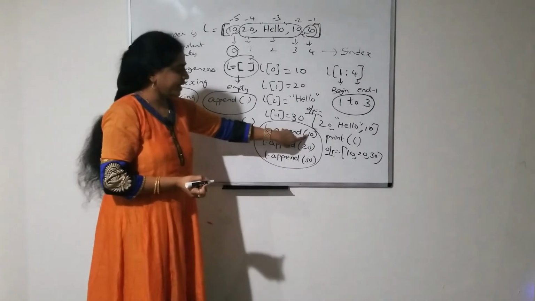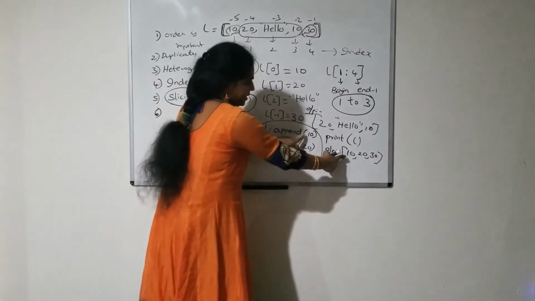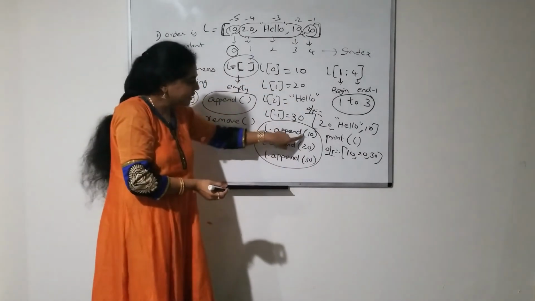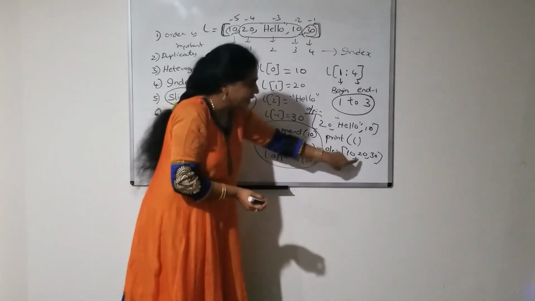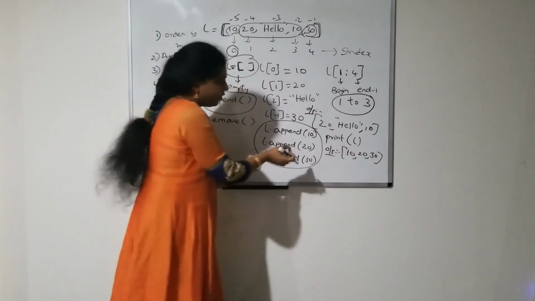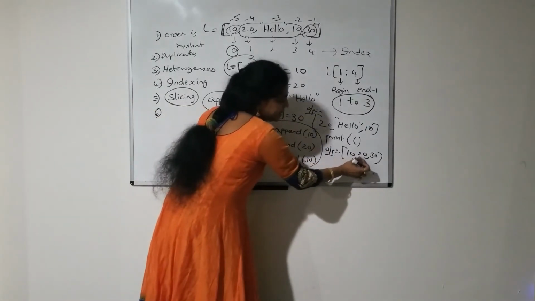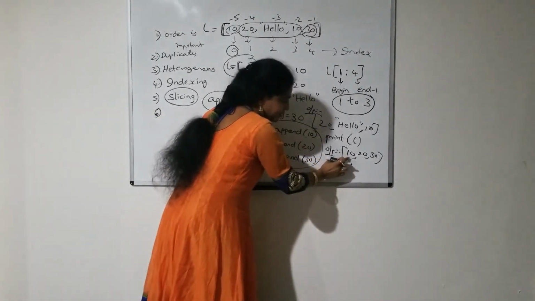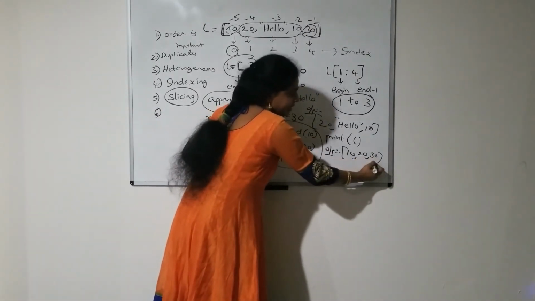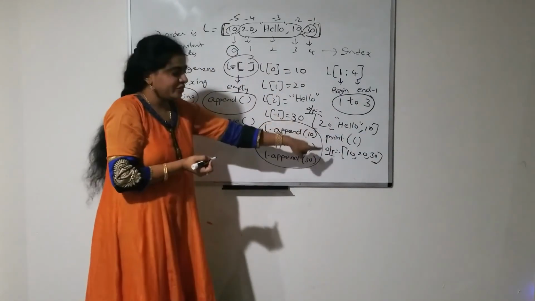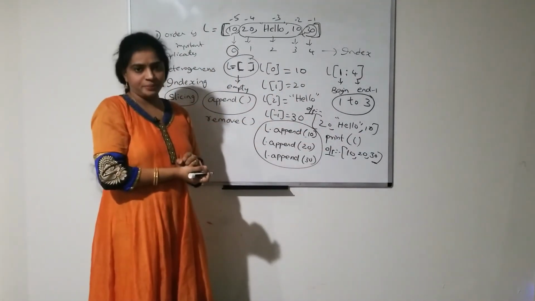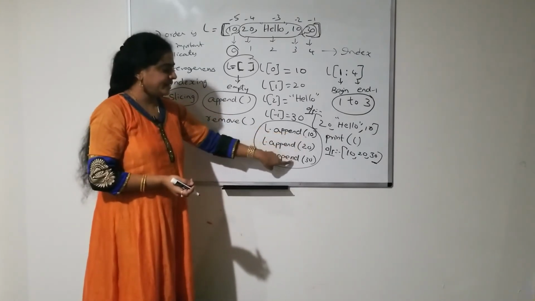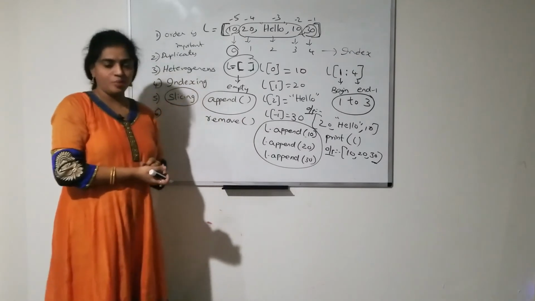L dot append of 10, that means 10 value will be inserted. Next L dot append of 20, 20 will be inserted. So by using append function you can insert different elements of the list, and always the append function will insert the elements at the last in the list, that means 10, 20, 30. In this order the insertion of the elements will be taken place in the list. Okay, so like this L dot append of 10, 20, 30, like this you can perform the insertion operation.